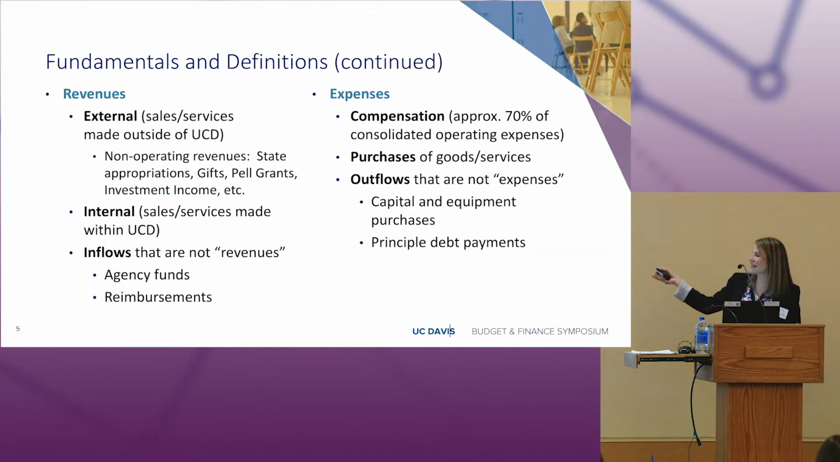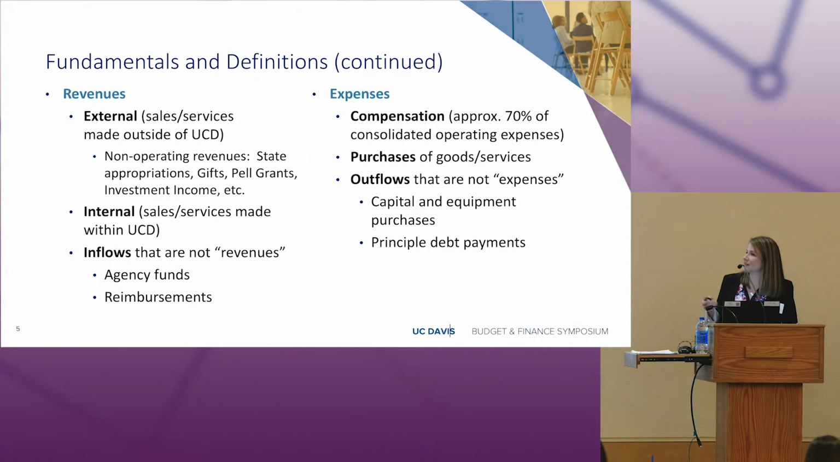All right, so I think everyone knows what revenues and expenses are, but I'll go into that a little bit so we can talk about some of the different types. So revenues, external revenues are sales and services made outside of UC Davis. So types of external sales are really our tuition and fees. Medical center, those revenues are all external. Auxiliaries, anything where we're providing a service or we're getting revenue or income from a third party.